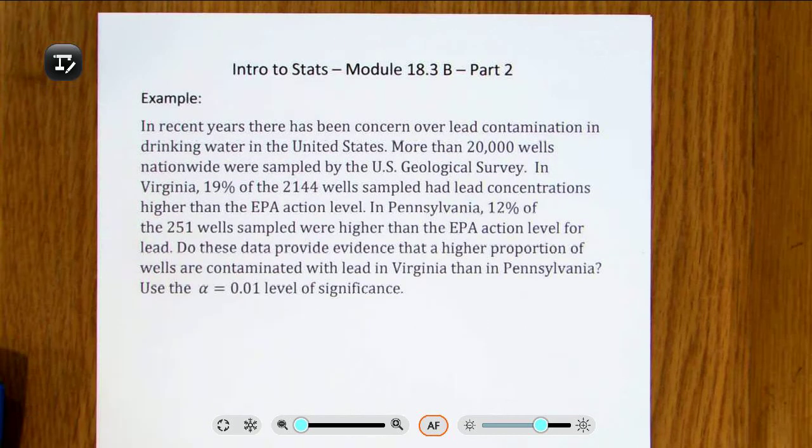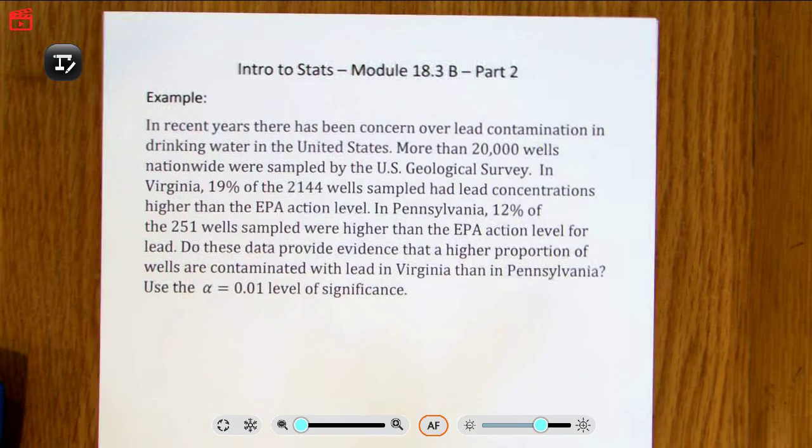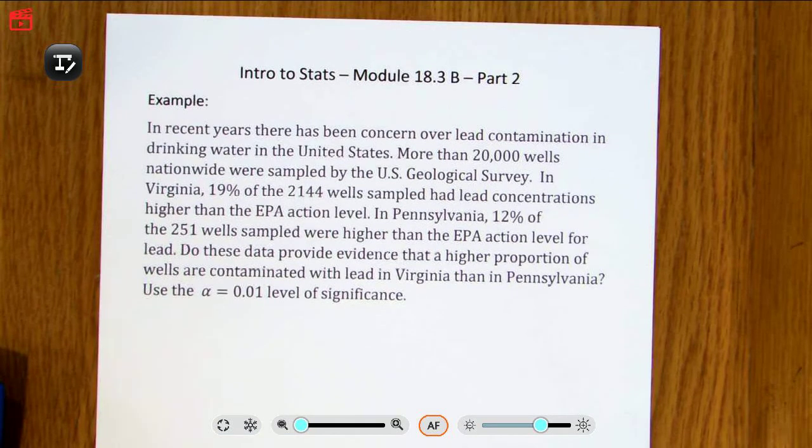Hi everyone, we are going to do our second example. We are doing some hypothesis testing for two proportions, and this one is going to concern water. It was found that in recent years there's been a concern of lead contamination in drinking water in the United States. More than 20,000 wells nationwide were sampled by the U.S. Geological Survey, and again the actual link for this information is found in your textbook.